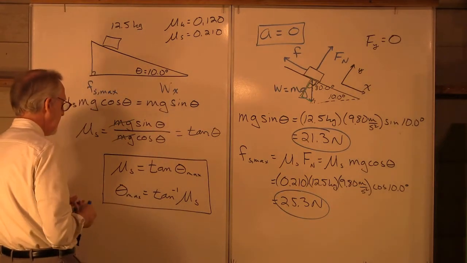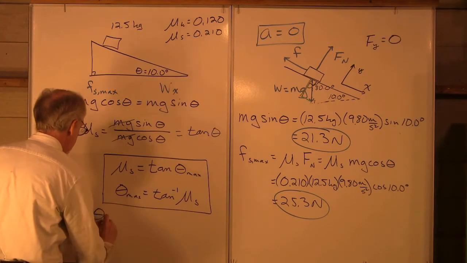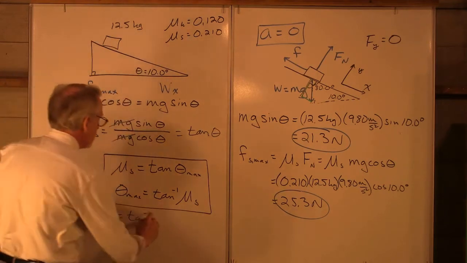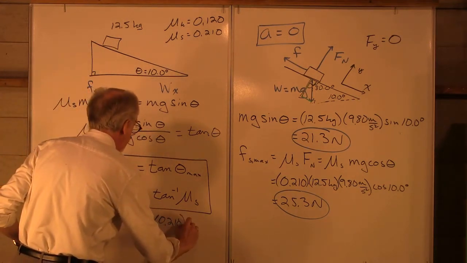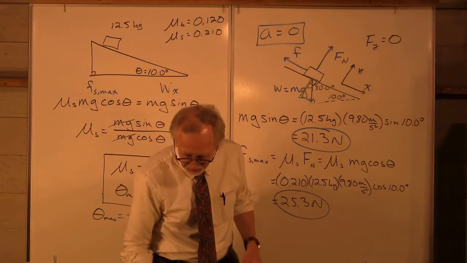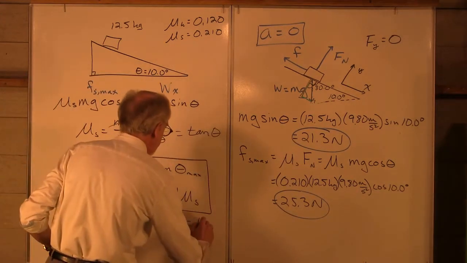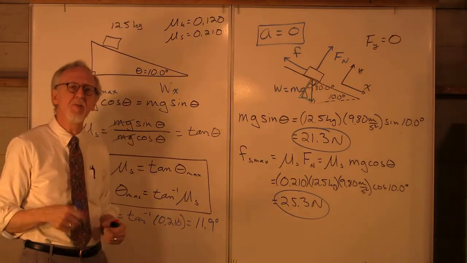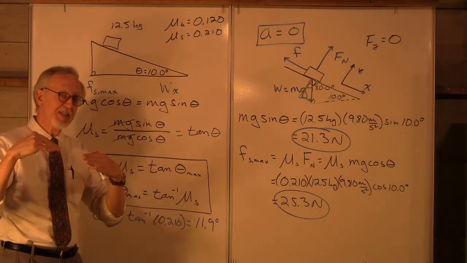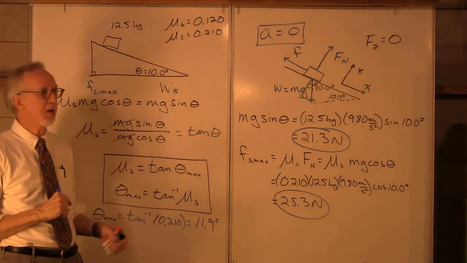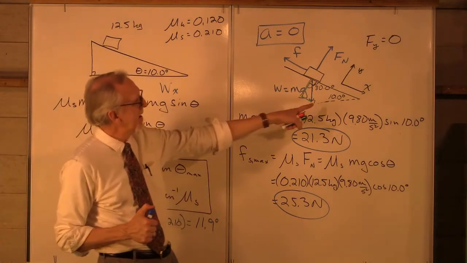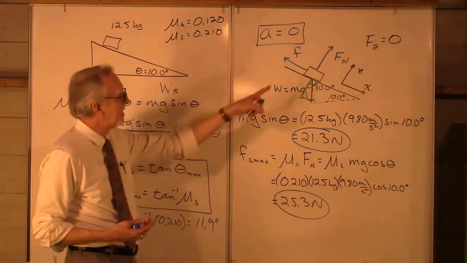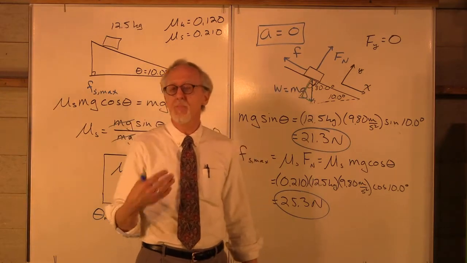Well, if we take the inverse tan of μs, 0.210, what do we get? It turns out that we get 11.9 degrees. The maximum angle that we could put our incline is 11.9 degrees, and that would still just barely keep the object stationary. What angle did we have for our problem? Well, we had a 10-degree angle. Obviously 10 degrees is less than 11.9, so yes, the block will remain stationary.